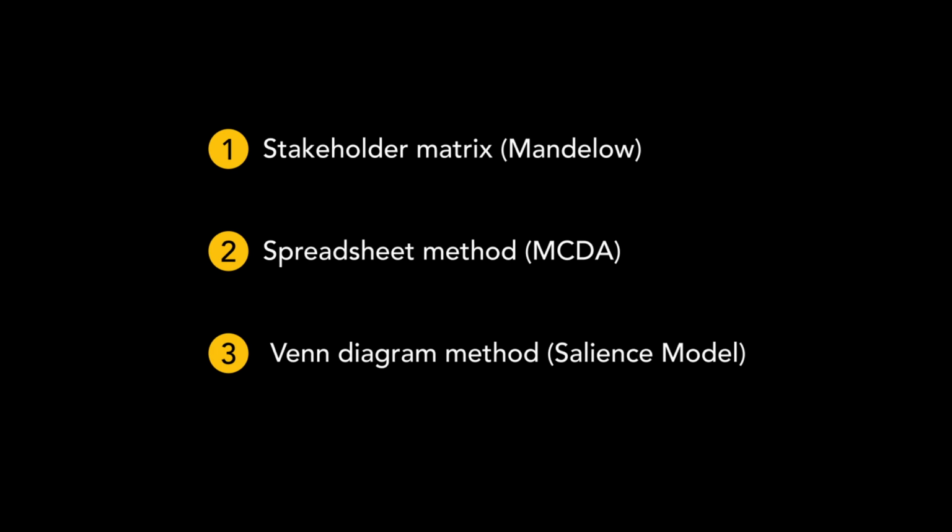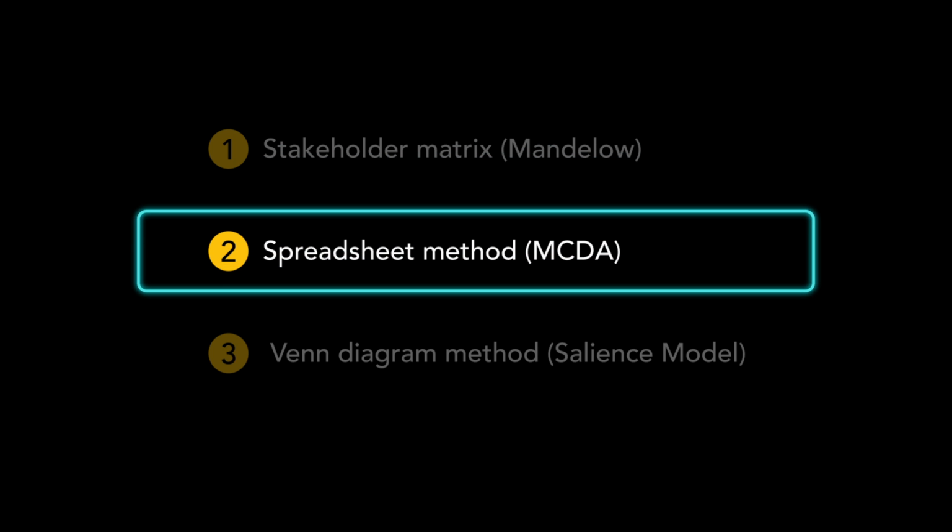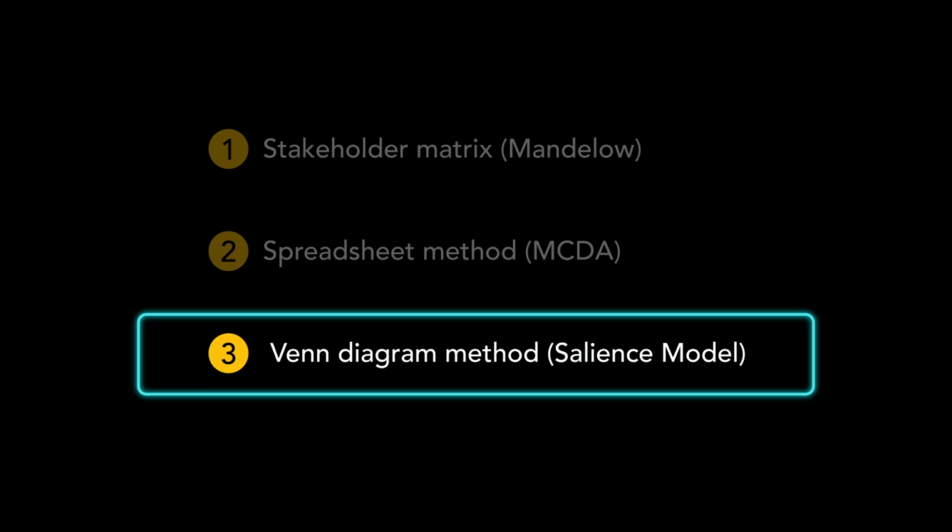So we've just covered the top 3 ways to prioritize your stakeholders and how to tailor each of them to your specific needs. The Stakeholder Matrix, featuring Mendelow's stakeholder map. The spreadsheet method, including a more advanced multi-criteria decision analysis, and a Venn diagram method featuring the Stakeholder Salience Model.